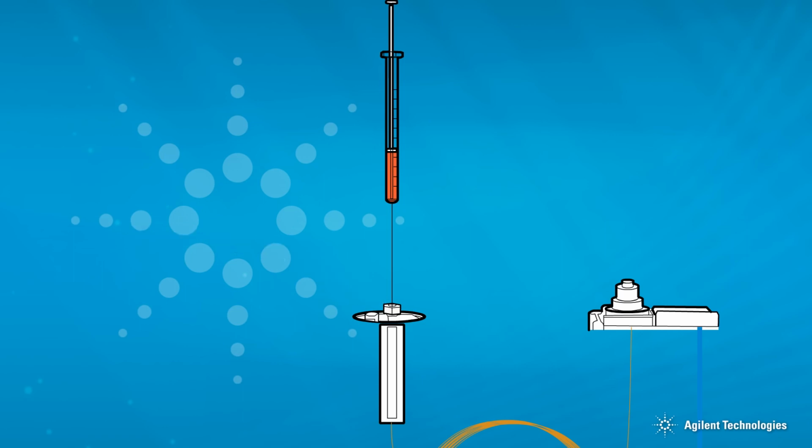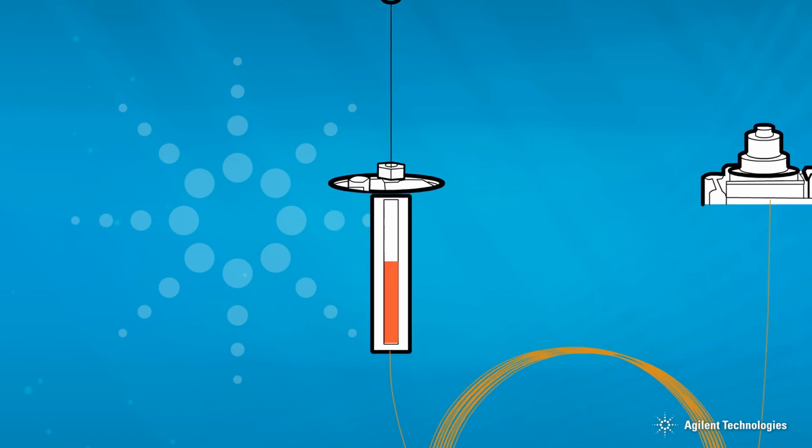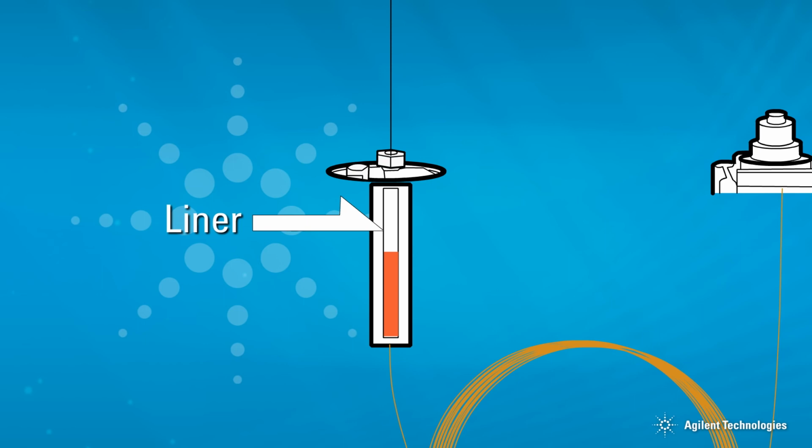The plunger is depressed, injecting the sample into the hot injection port. The injection port is sometimes referred to as an inlet. The inlet usually has a glass liner or sleeve that provides an inert area for the vaporization of the sample. There are different designs and internal volume liners depending on the application.